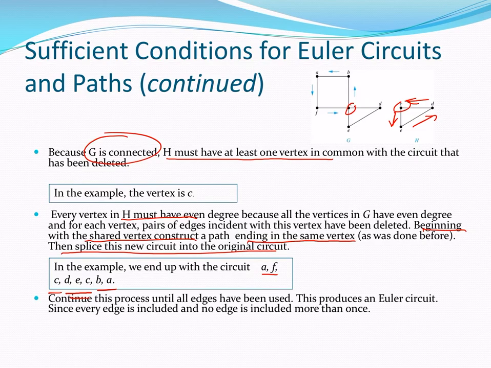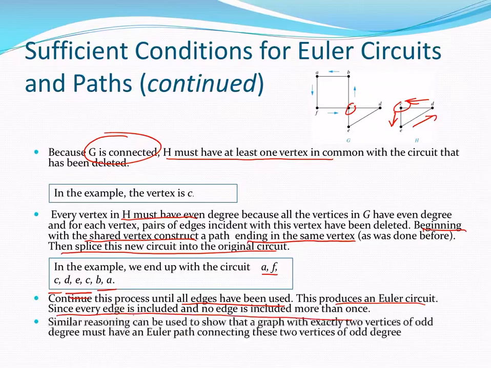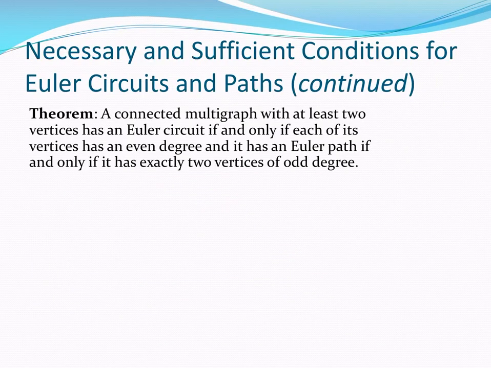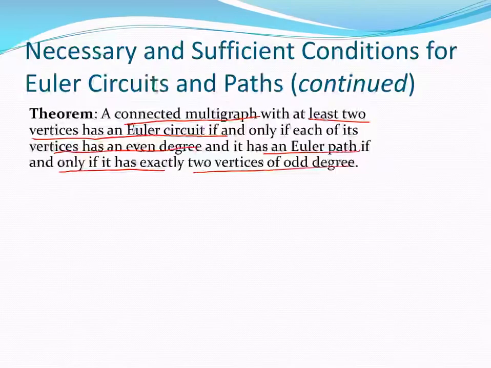And we'll do this until all the edges have been used, and this produces an Euler circuit since every edge is included and no edge is used more than once. And you could do a similar type of proof for an Euler path existing when you have 2 vertices of odd degree. So here's our theorem that we've just proved. A connected multigraph with at least 2 vertices has an Euler circuit if and only if each of its vertices has even degree, and an Euler path if and only if it has exactly 2 vertices of odd degree.